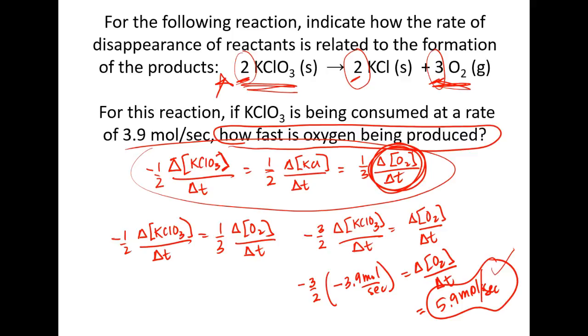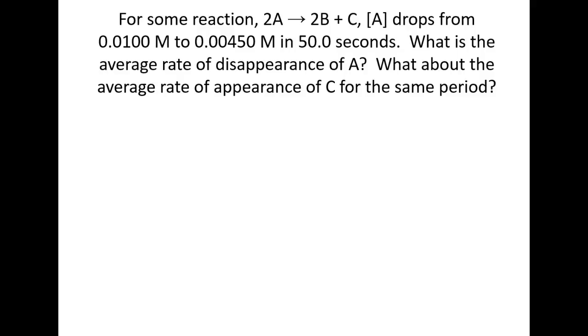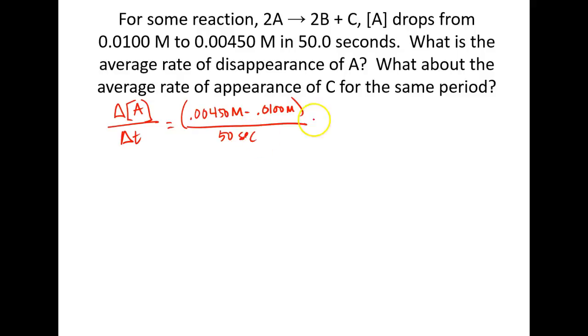Let's look at one additional problem like this to make sure this is all making sense. So it says for some reaction, 2A yields 2B plus C. And the concentration of A drops from 0.01 molar to 0.0045 molar in 50 seconds. Our first question, what is the average rate of disappearance of A? So change in concentration of A over change in time. We always do final minus initial, so 0.00450 molar minus 0.0100 molar, and that's in a span of 50 seconds.